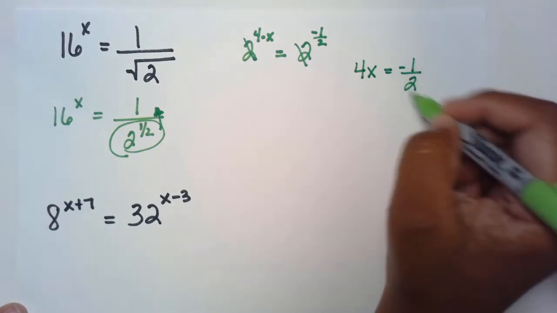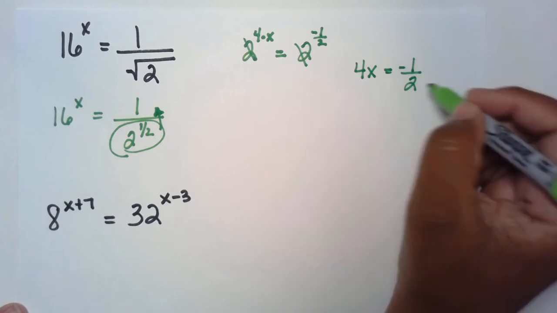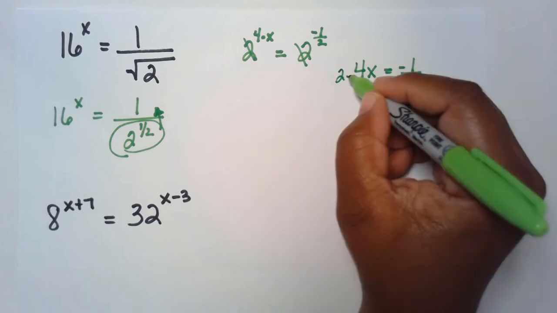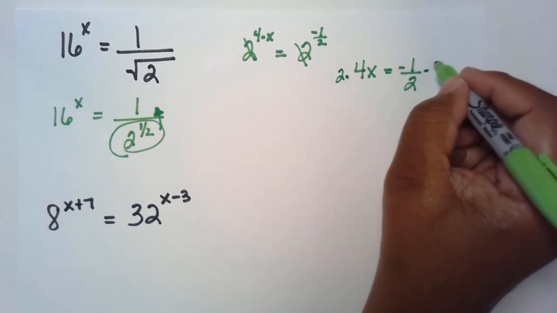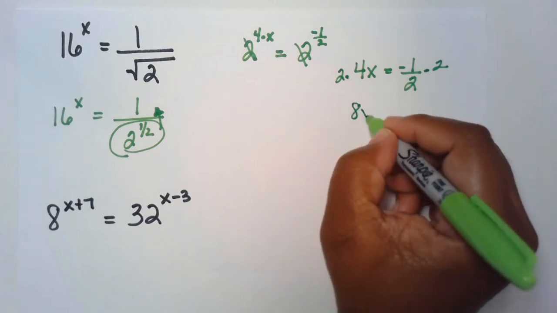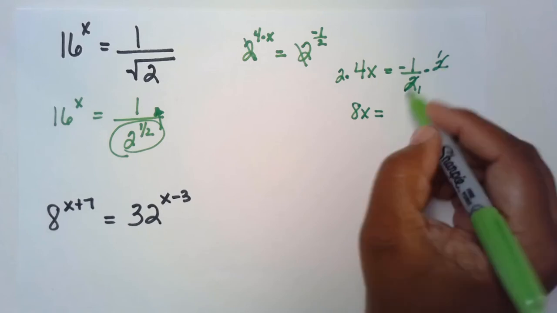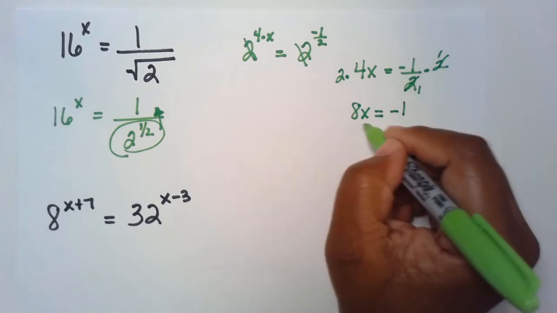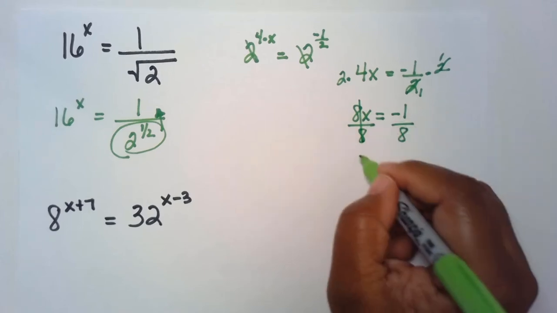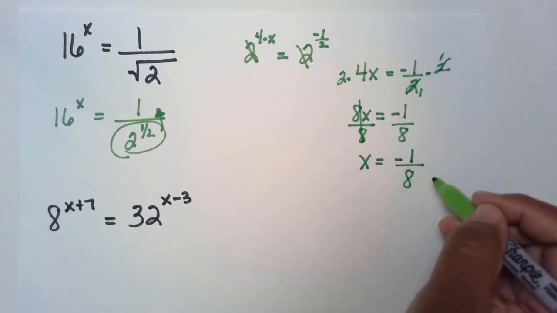And how would we solve for x? I'm going to get rid of this 2 in the denominator. This is going back to basic solving equations. Let's times 2 to both sides. On the left-hand side we have 2 times 4x, which is 8x, equals 2 times negative 1/2; the 2's divide out, we have negative 1. And to solve for x, we're going to divide by 8. And we have x is equal to negative 1 over 8.